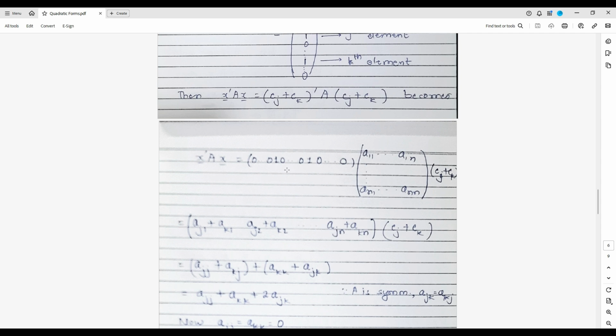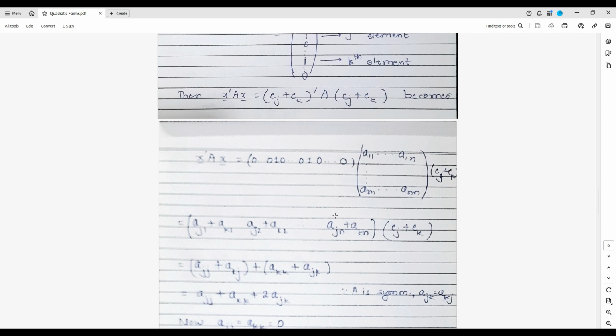This will be the product of (ej plus ek) transpose capital A. And now I have to multiply it by ej plus ek. Now ej plus ek has elements equal to 1 only at the jth and kth place and the rest of the elements are zeros. And so when I multiply this vector by ej plus ek, the elements except the jth and kth element will become zeros.